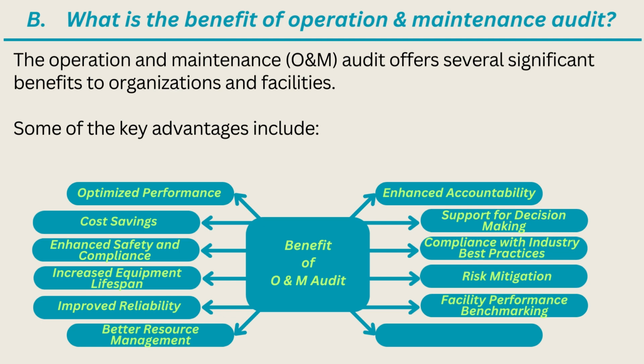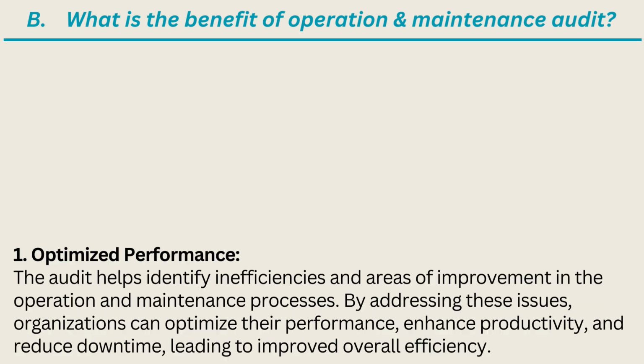B. What is the benefit of operation and maintenance audit? The operation and maintenance (O&M) audit offers several significant benefits to organizations and facilities. Some of the key advantages include: 1. Optimized performance. The audit helps identify inefficiencies and areas of improvement in the operation and maintenance processes. By addressing these issues, organizations can optimize their performance, enhance productivity, and reduce downtime, leading to improved overall efficiency.